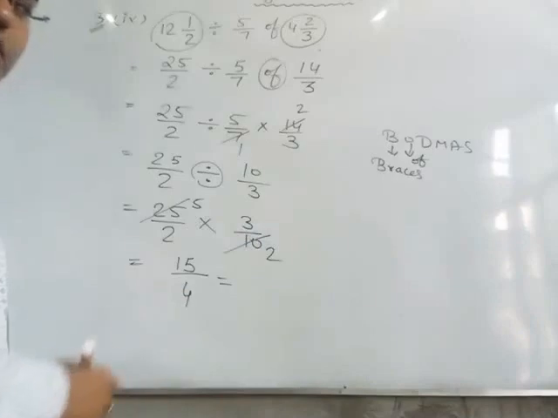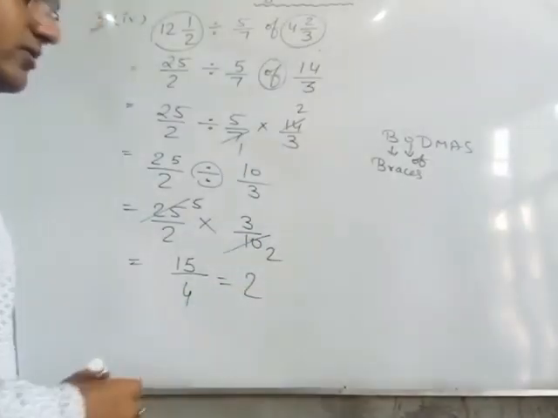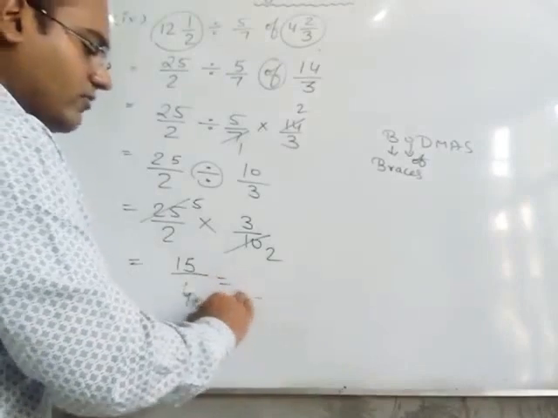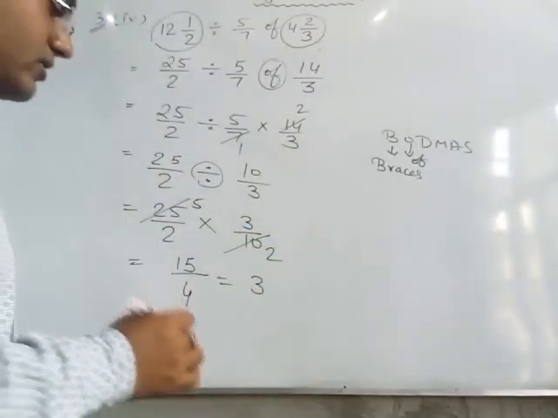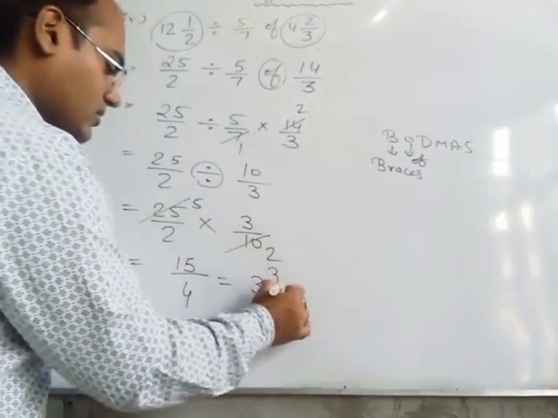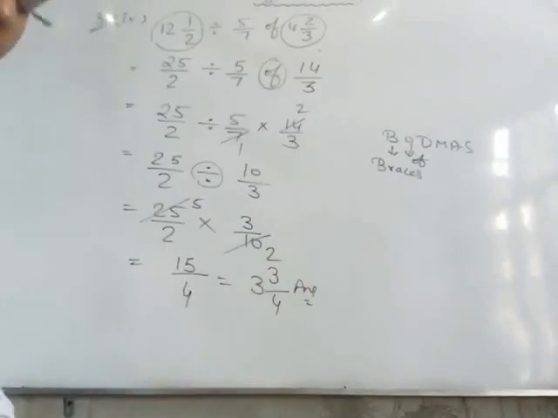Now we will change it into a mixed fraction. 4 2s are 8, we will not take. We will take 4 3s are 12. Remainder will be 3 upon 4. So the final answer of this question number 3, fourth part is 3 whole 3/4.